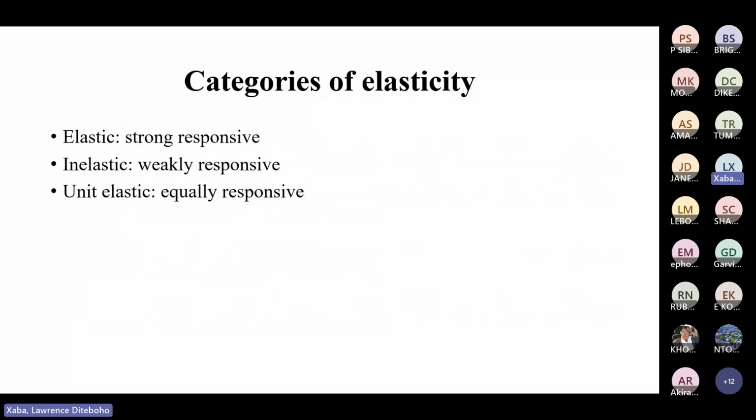So we have categories of elasticity. We have 3 categories of elasticity.